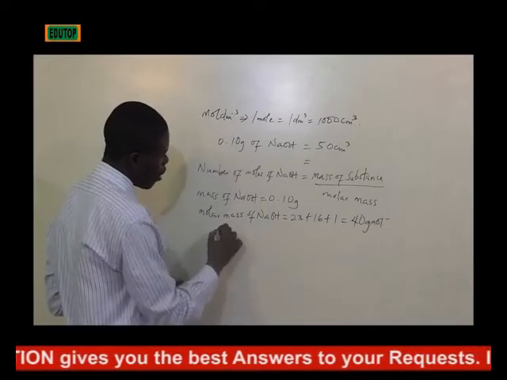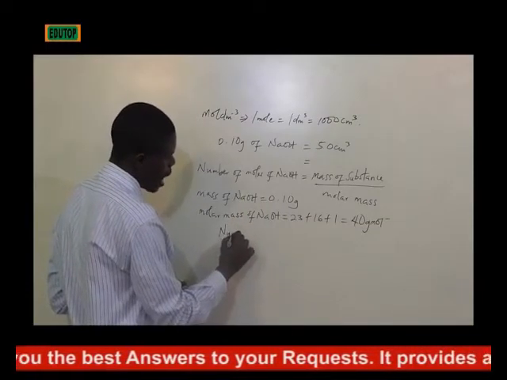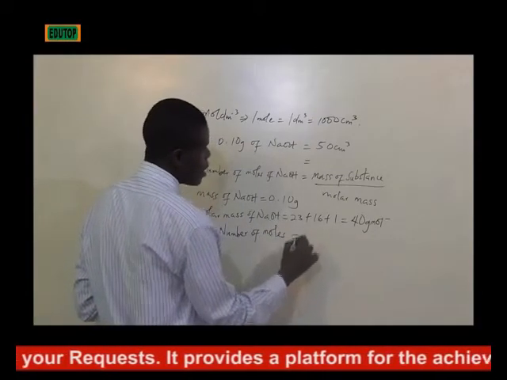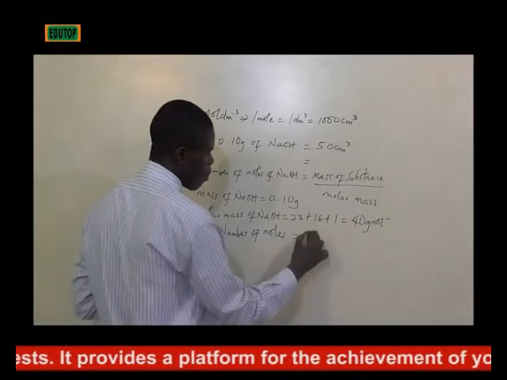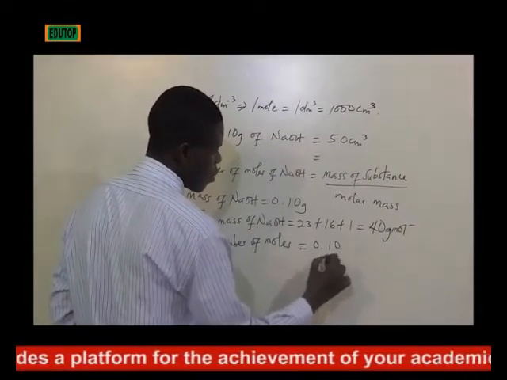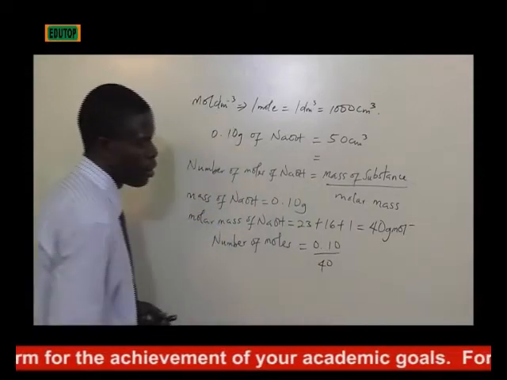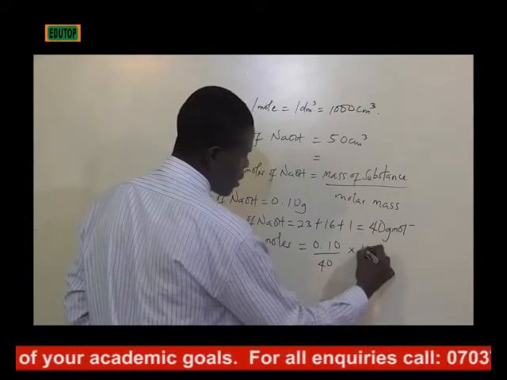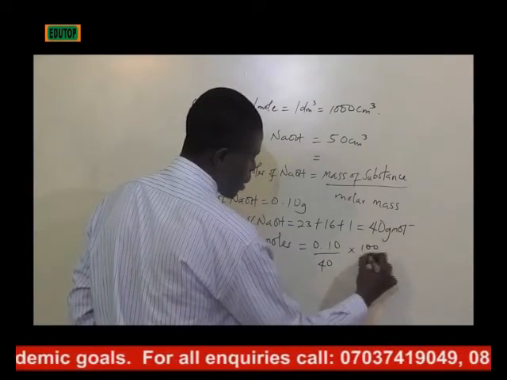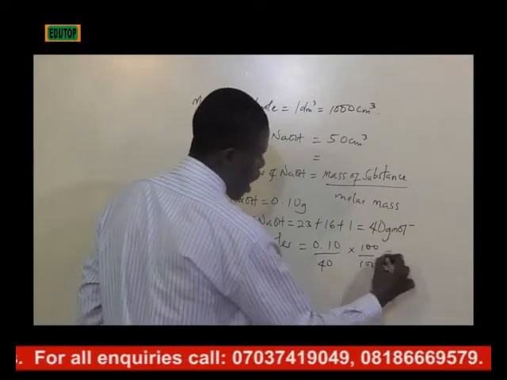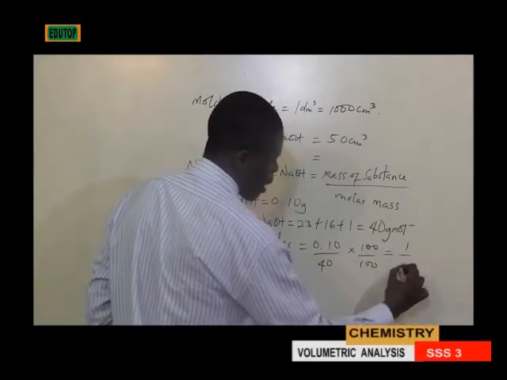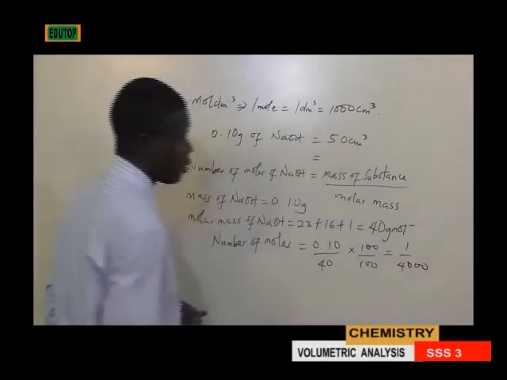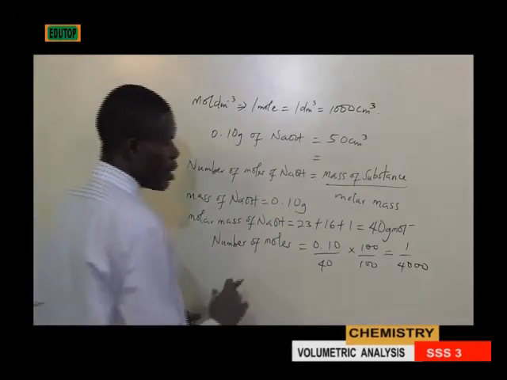So in that situation, the number of moles will now be mass of sodium hydroxide, which is 0.10, divided by 40, which is the same thing as saying, let's multiply this by 100 and this by 100. So here we have 1 over 4,000. 1 over 4,000 is the number of mole of sodium hydroxide.